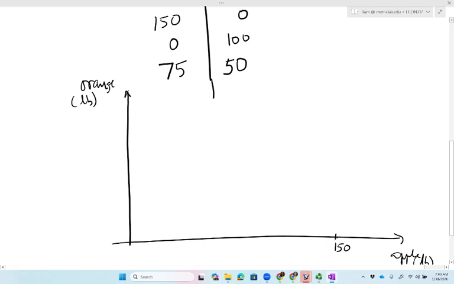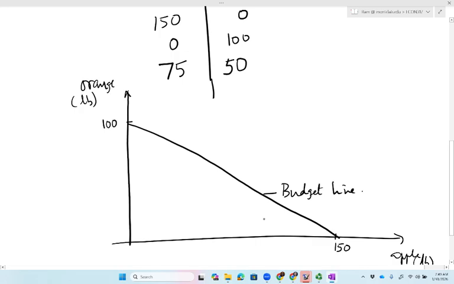150 pounds of apple, 0 orange. We also know 0 pounds of apple and 100 pounds of orange also is a feasible combination. So now I can connect these two. We will see this has to be a straight line. Doesn't look like a straight line, but we will assume it to be a straight line. With this, we have got a line which I will call the budget line.